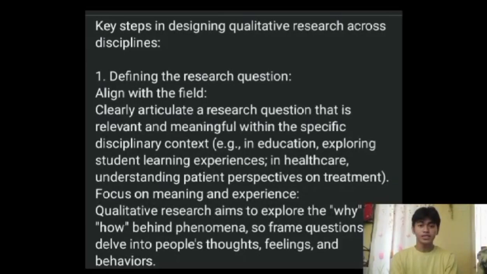So now, since we already understand the importance and the use of qualitative research in various disciplinary fields, let us proceed to discussing the key steps of designing qualitative research in disciplinary fields. Now, the first step is that you need to define the research question, aligning with your chosen field. Clearly articulate a research question that is relevant and meaningful to the specific disciplinary context.